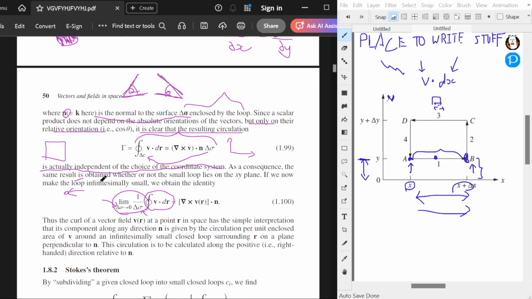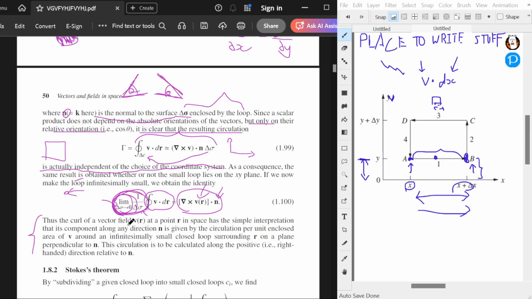If we now make the loop really, really small, but why? We added this limit. Adding the limit. Okay, let me just read.